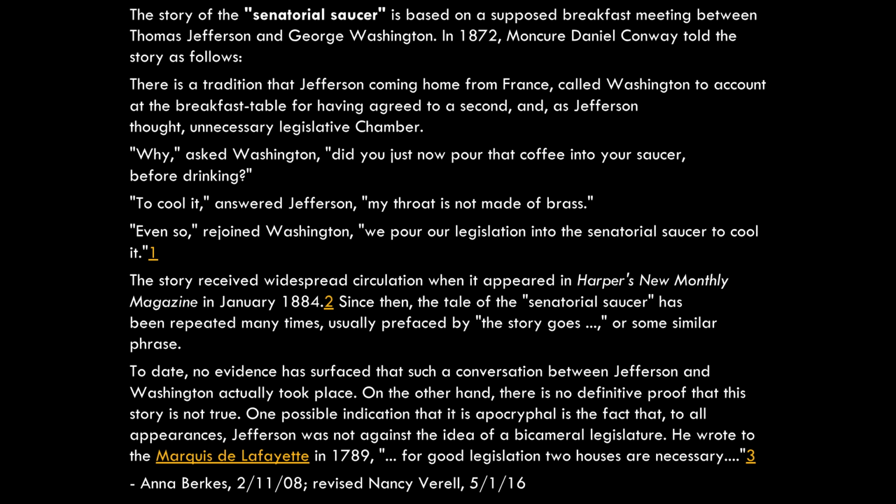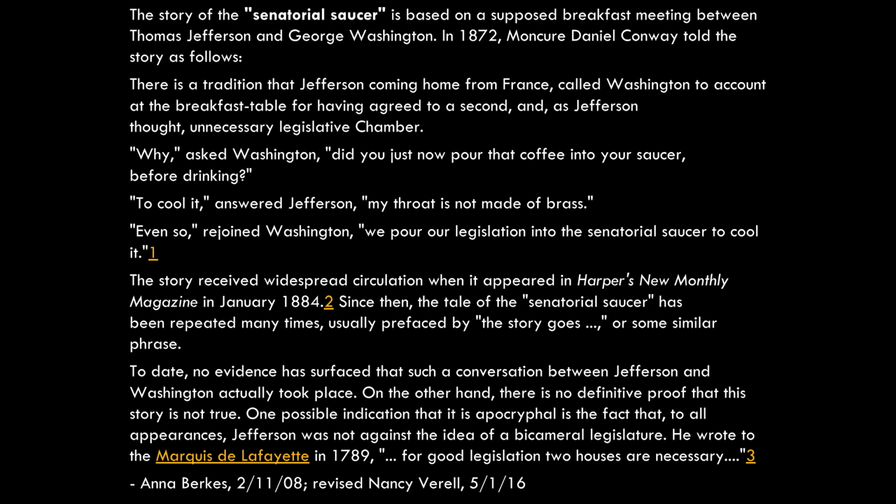So hopefully you paused and read this, and you read the fact that Thomas Jefferson is saying, hey, why do you have two chambers of Congress? Why is there a House and a Senate? And Washington is saying, why did you pour that coffee into your saucer? So think of like a little teacup and a tea plate, a cup and saucer, pouring it into the plate to drink it. And Jefferson says, well, to cool it down, I don't want to burn my tongue. Even so, rejoined Washington, we pour our legislation into the senatorial saucer to cool it.